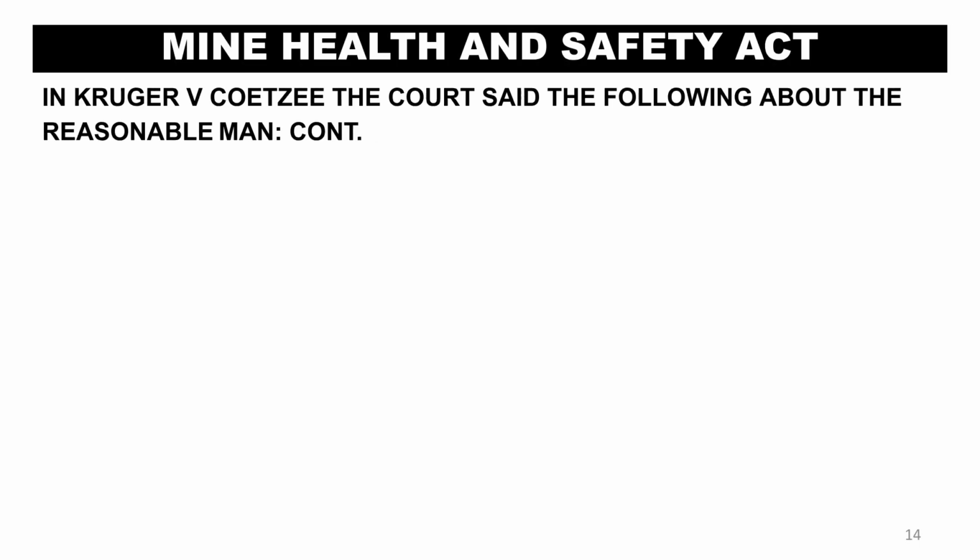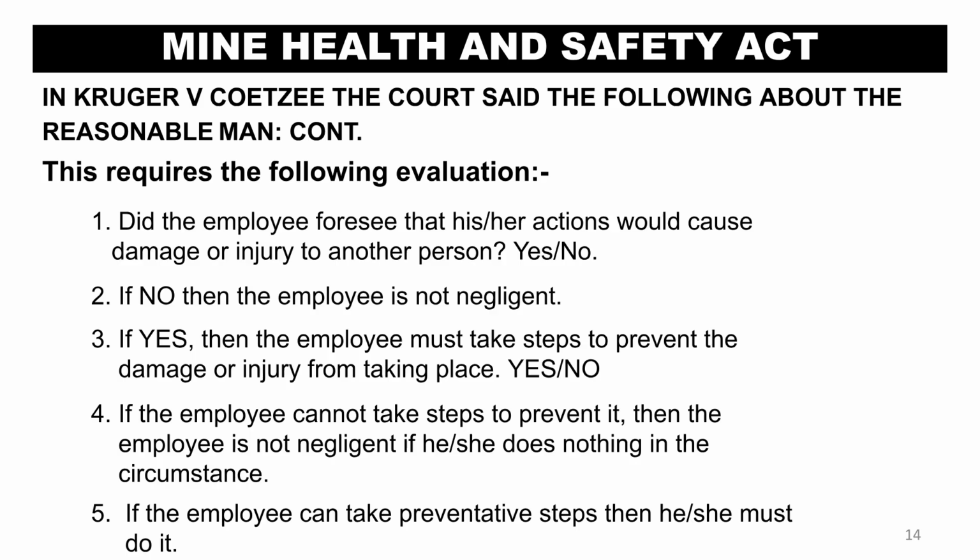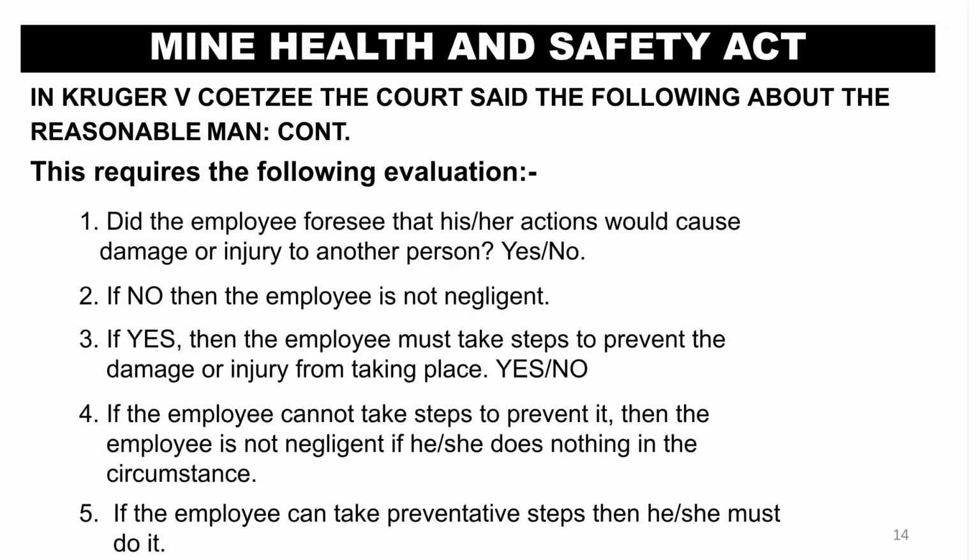The reasonable man evaluation requires asking, did the employee foresee the possibility of damage? If yes, did they take steps to prevent it? If preventative steps could be taken and they failed to do so, they are negligent.